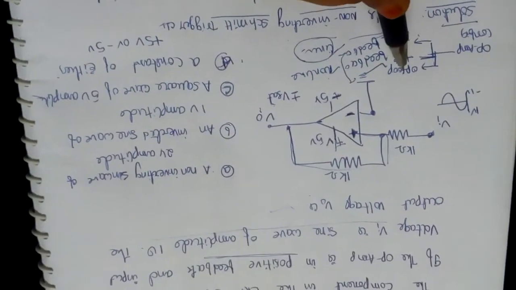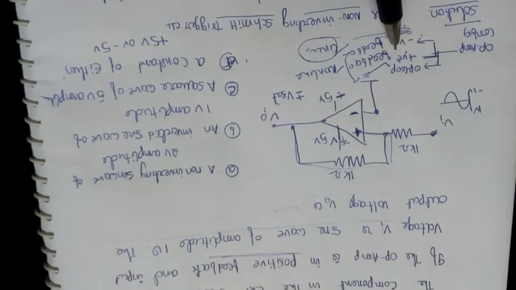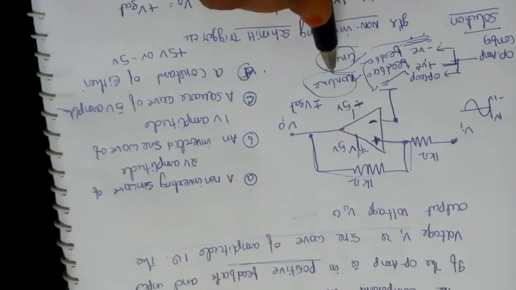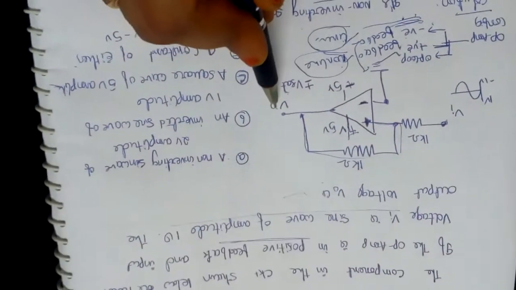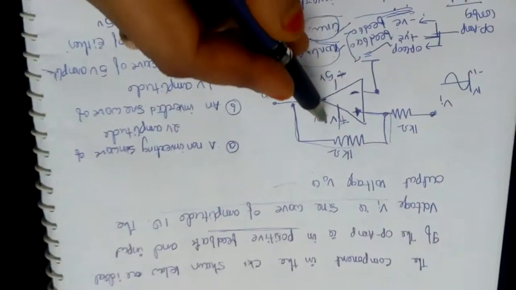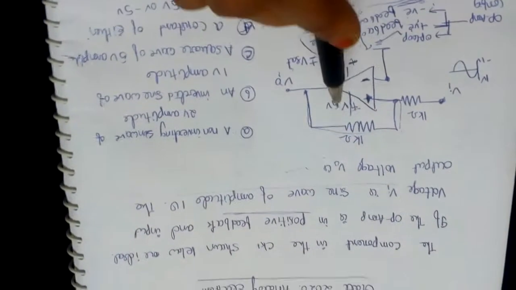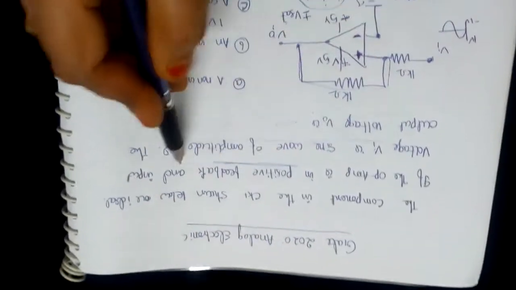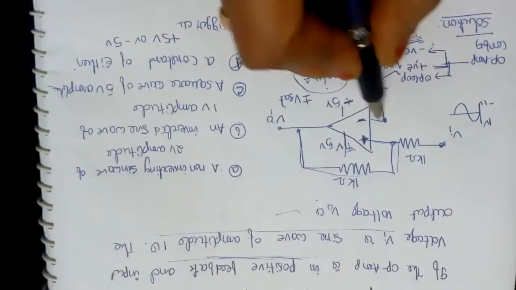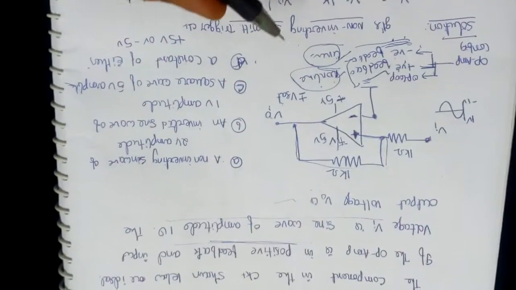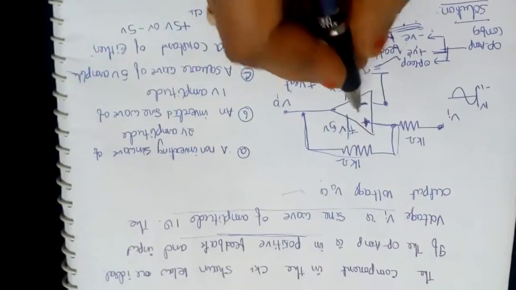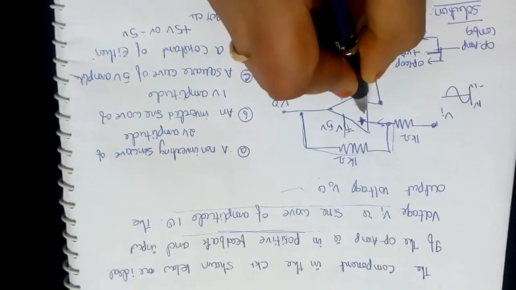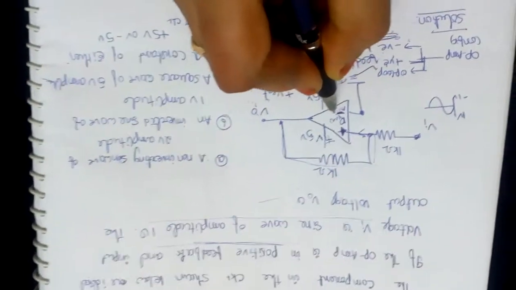Whenever it is open loop configuration or positive feedback, the operational amplifier works in the non-linear region, meaning the output always limits to the saturation voltage, either plus VCC or minus VCC. Since this is a positive feedback, based on that you can guess the answer. One more thing: the input impedance is infinity, very high, so there is no current entering into the operational amplifier. So Ri is infinity and the open loop gain is also infinity.